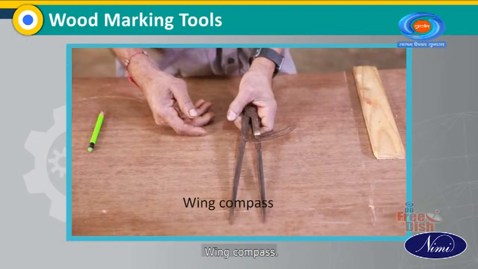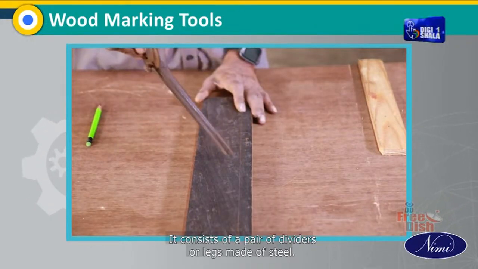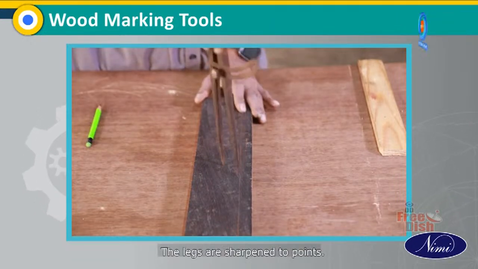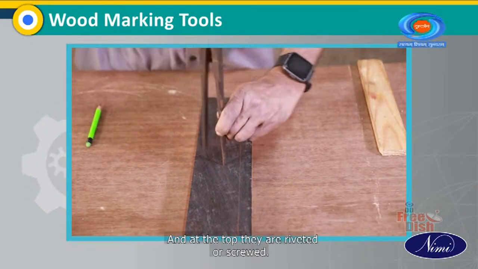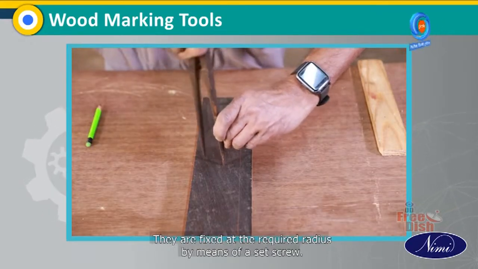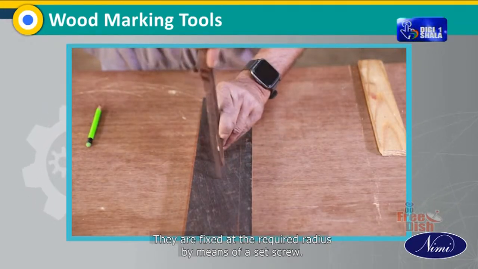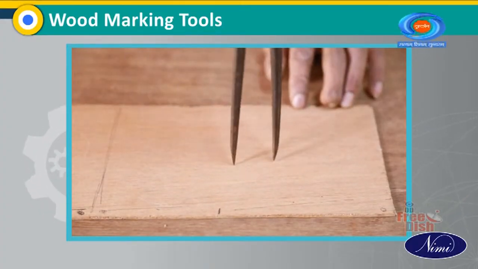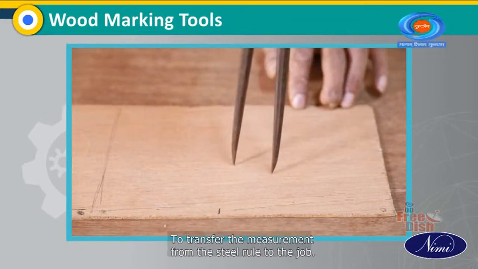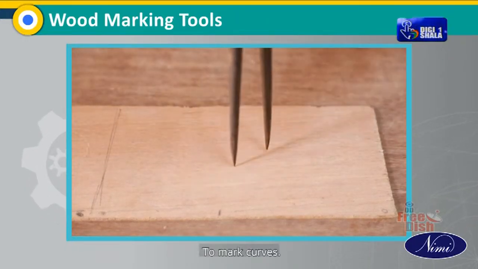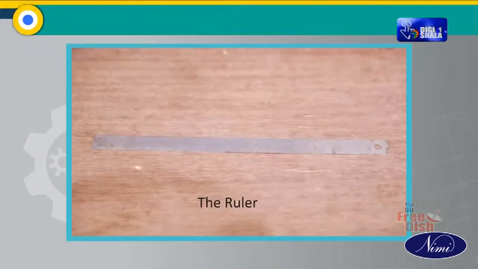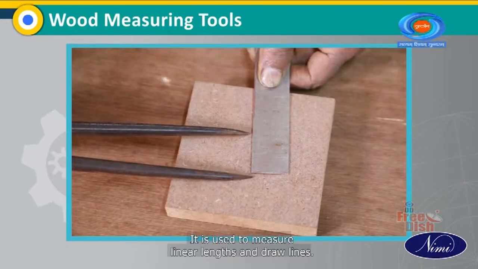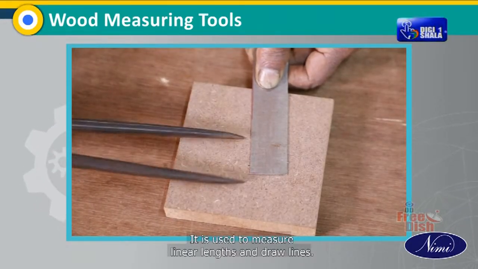Wing compass. It consists of a pair of dividers or legs made of steel. The legs are sharpened to points and at the top they are riveted or screwed. They are fixed at the required radius by means of a set screw. Uses: for setting out arcs of circles, to transfer the measurement from the steel rule to the job, and to mark curves. The ruler or steel rule. It is used to measure linear lengths and draw lines.